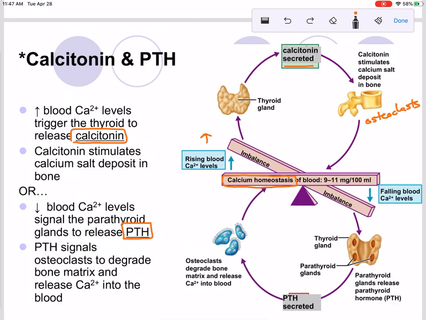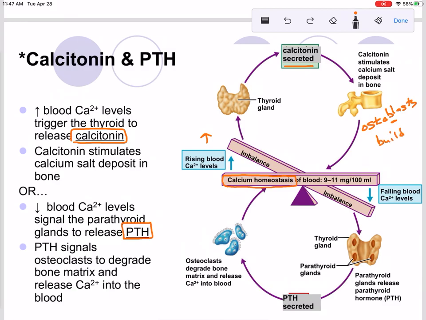Wait a minute. Calcitonin is... Yeah, blood calcium, I'm having a moment here. Blood calcium's too high. We want to stimulate the osteoblast. See, I knew I wasn't having that right. Oh dear. We're all imperfect beings, aren't we? I know it didn't sound right. Osteoblasts. Thank you. There we go.